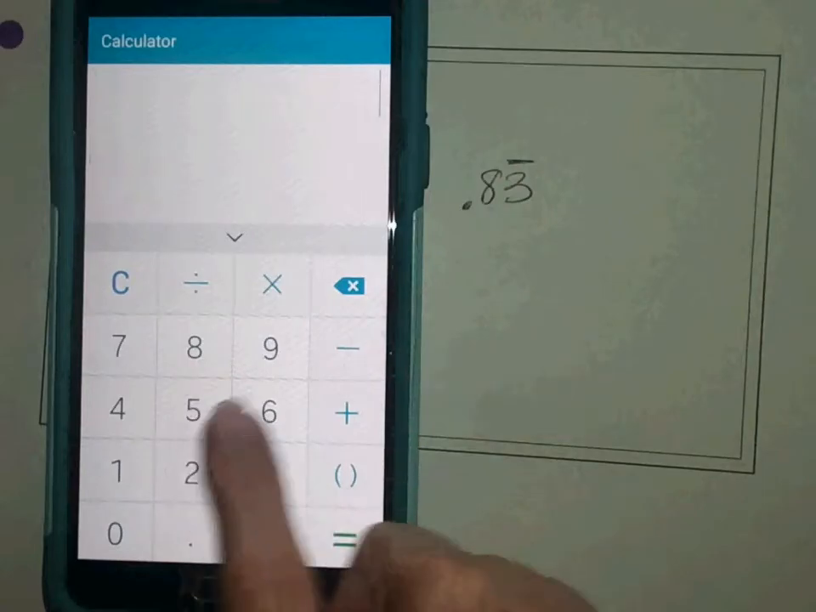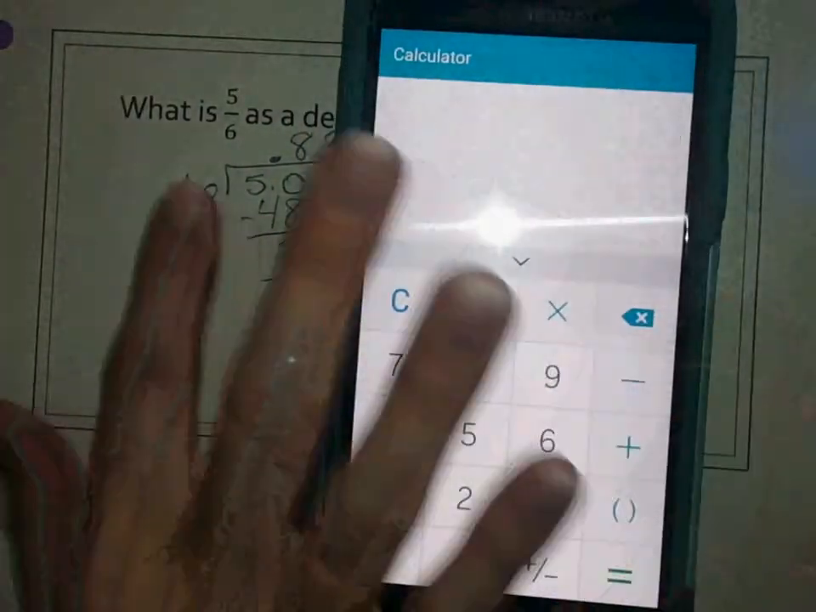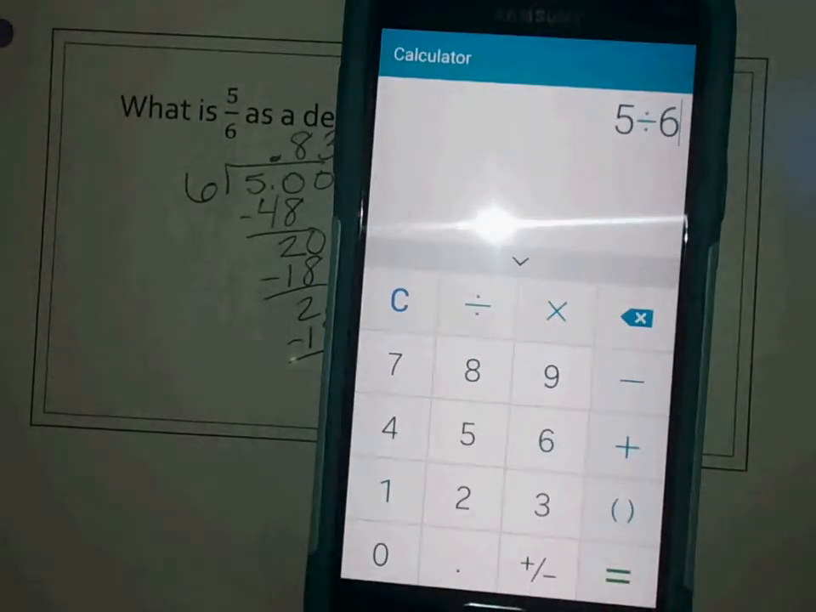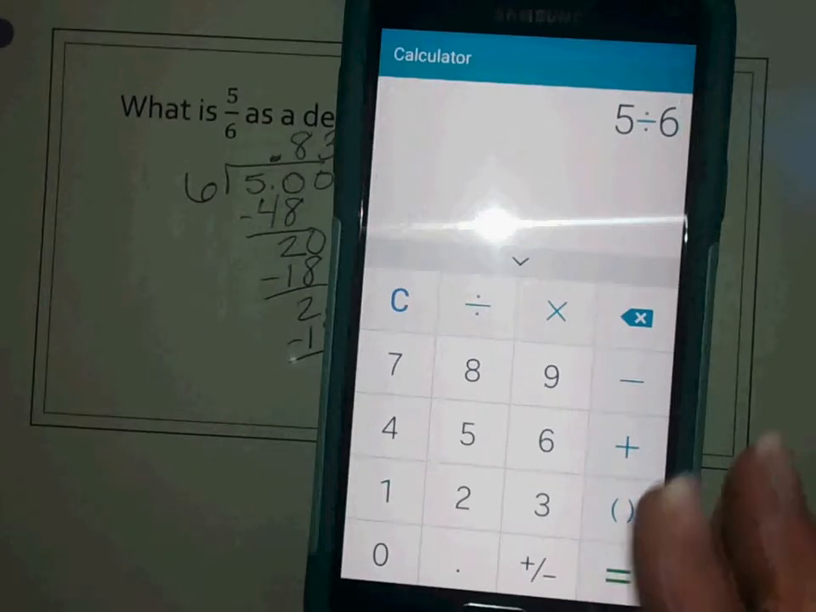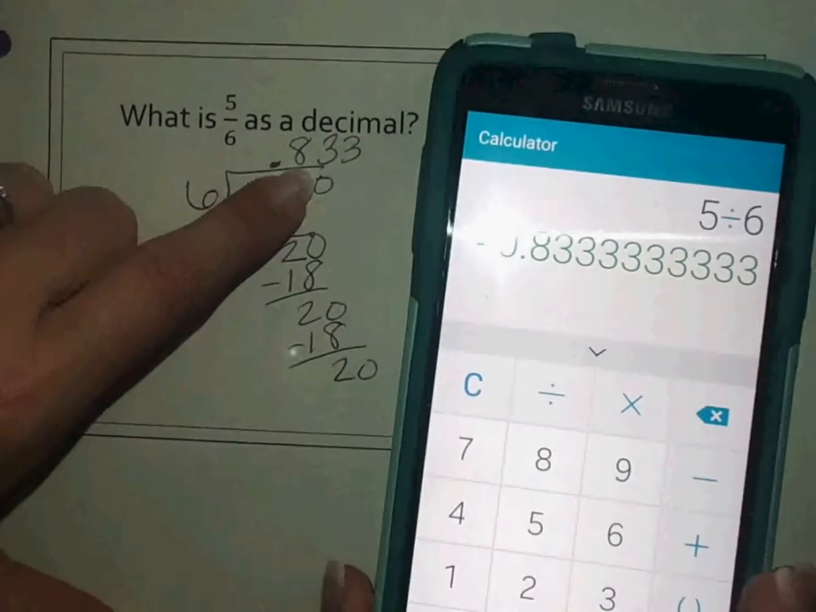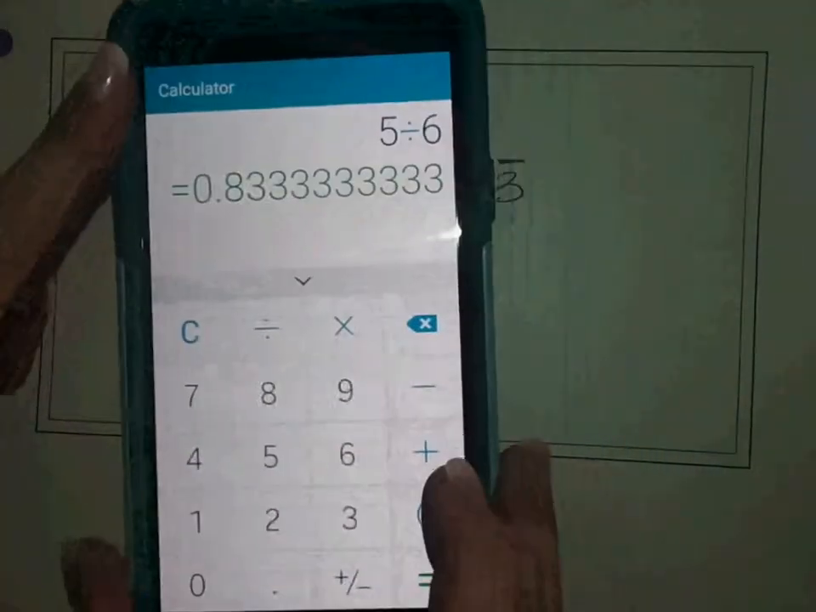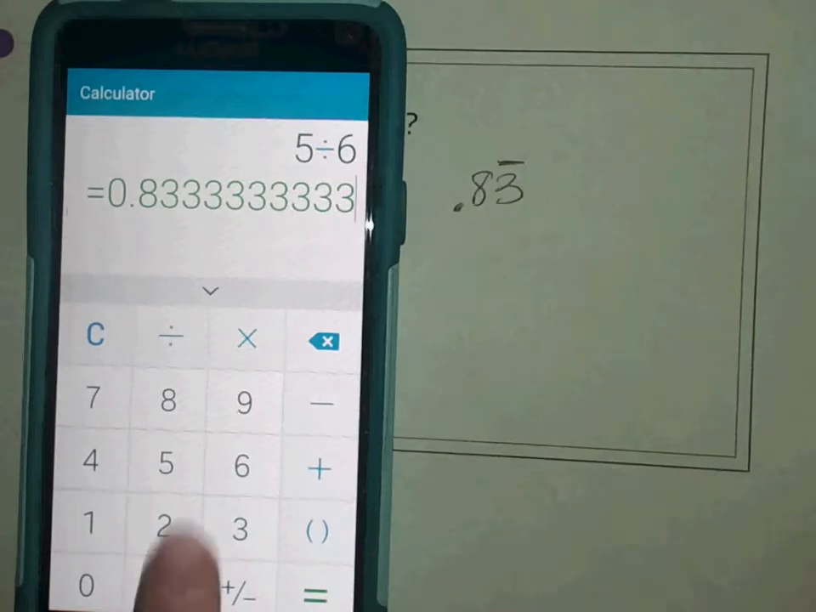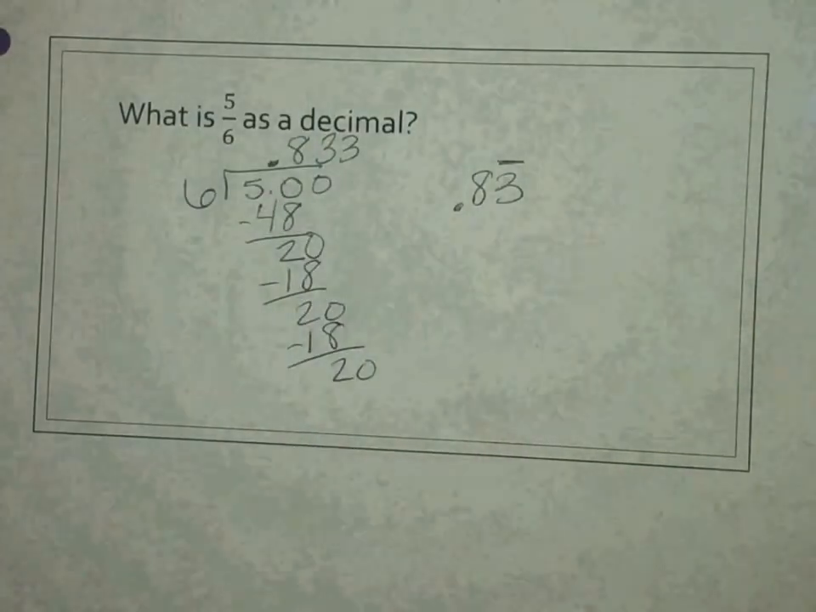So what you're going to do, if we've got 5/6, all that means is 5 divided by 6. Okay, 5 divided by 6. And you do get exactly what we got, 0.833333333. So you could change that easily to 0.83 repeating.